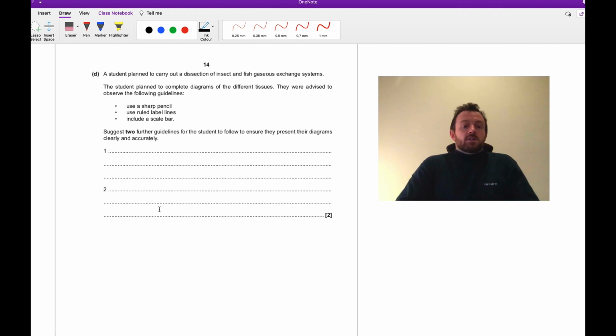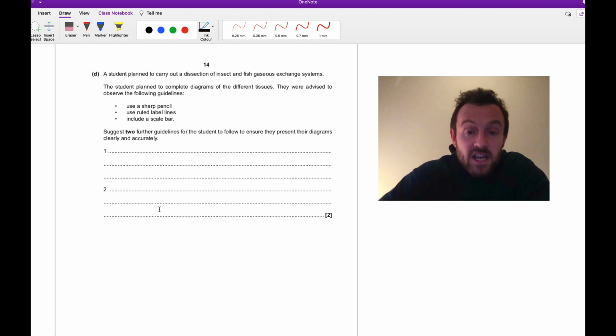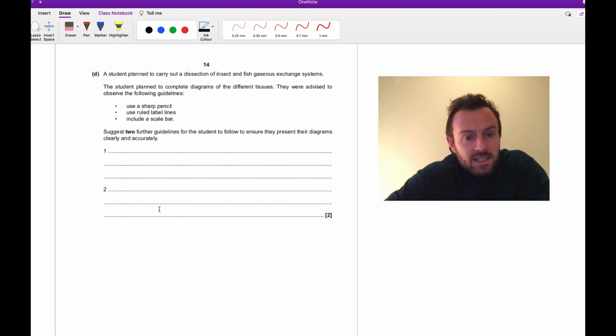D. A student planned to carry out a dissection of insect and fish gaseous exchange systems. The student planned to complete diagrams of the different tissues. They're advised to observe the following guidelines. Use a sharp pencil. Use ruled label lines. Include a scale bar. So there's 2 further guidelines for the student to follow to ensure they present their diagrams clearly and accurately.